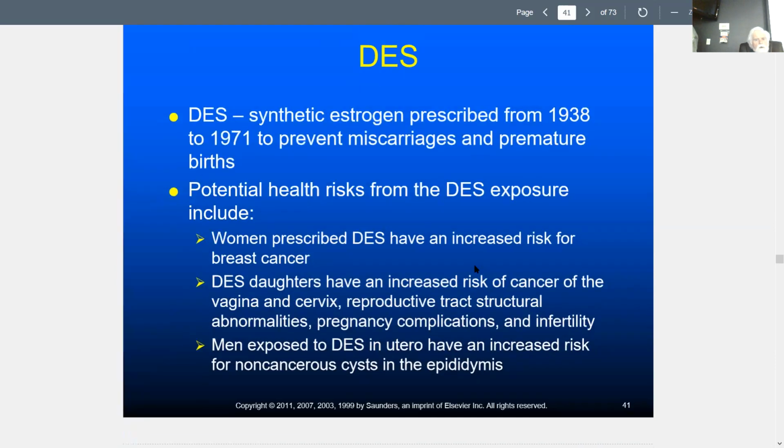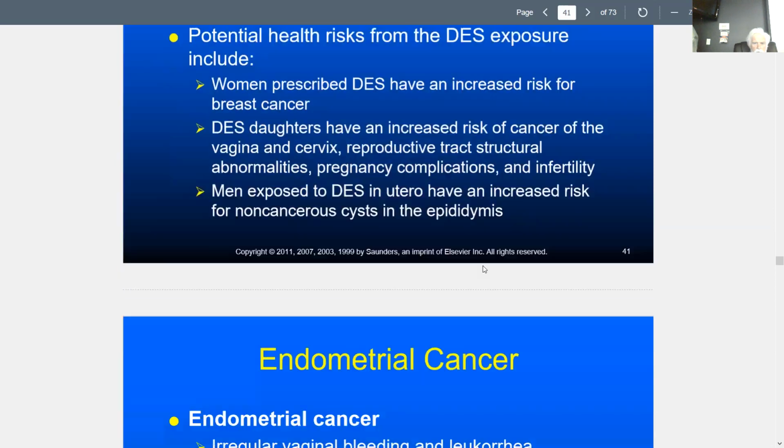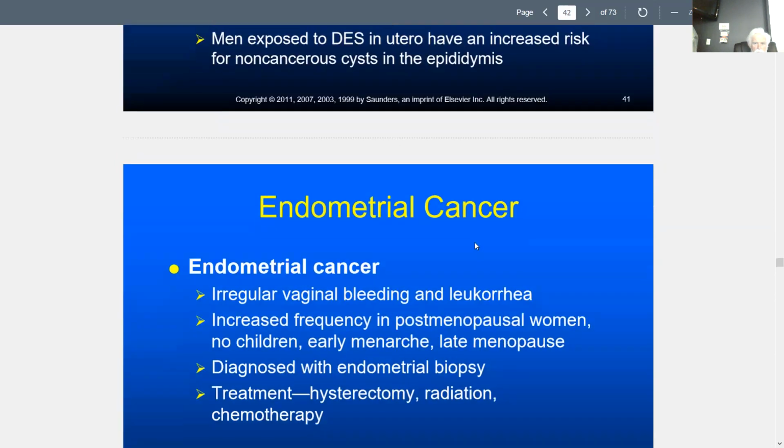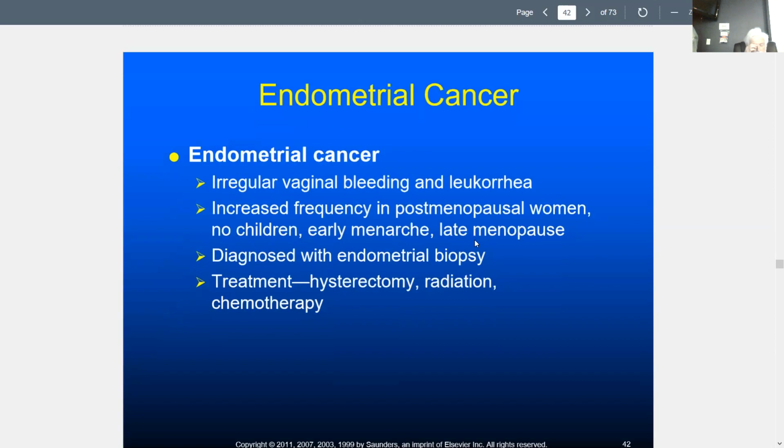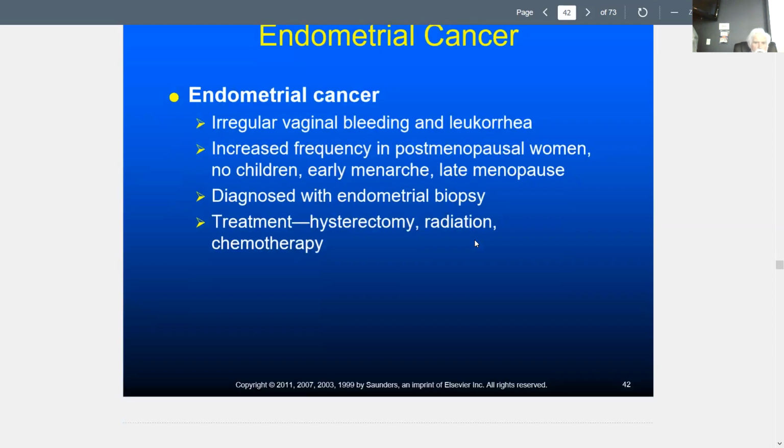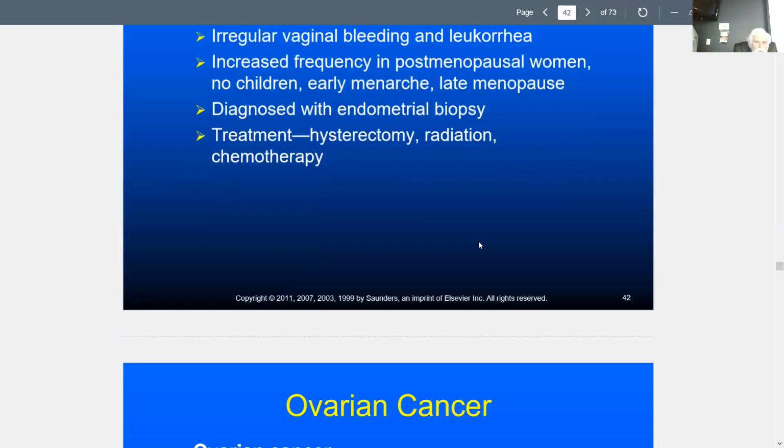Diethylstilbestrol is something that was used for a while to prevent miscarriages or premature birth, but we discovered that it actually showed a significant risk increase for breast cancer and other cancers of the reproductive system. Endometrial cancers are there. Endometriosis can be precancerous.